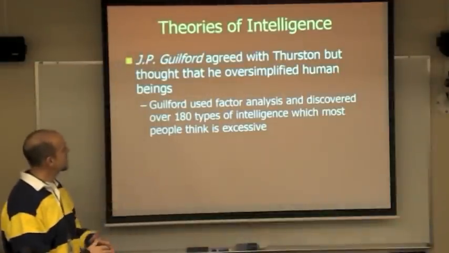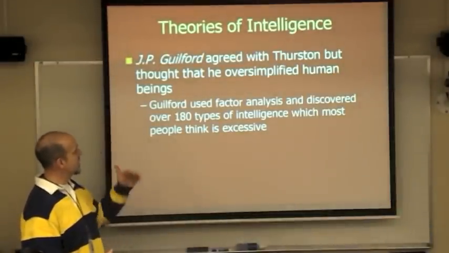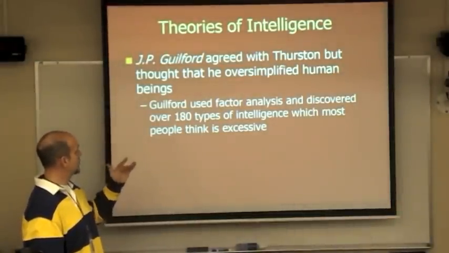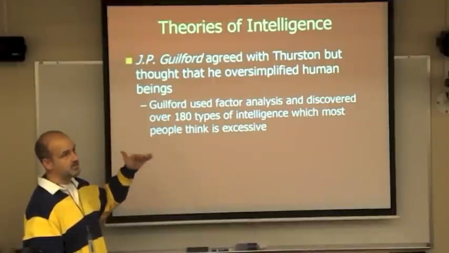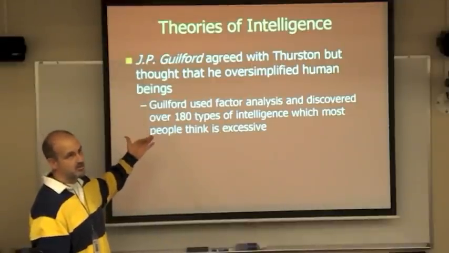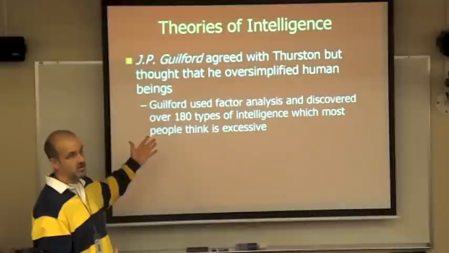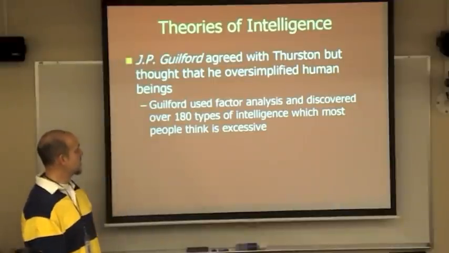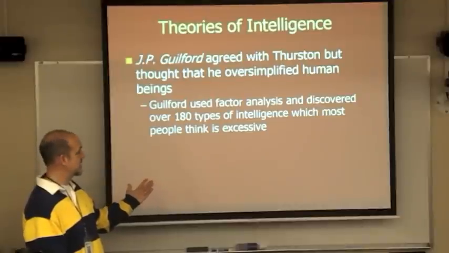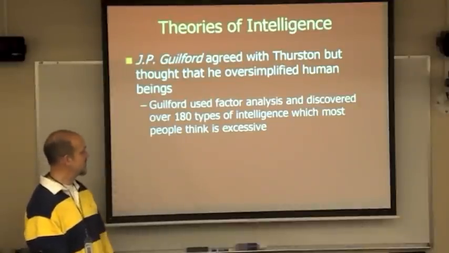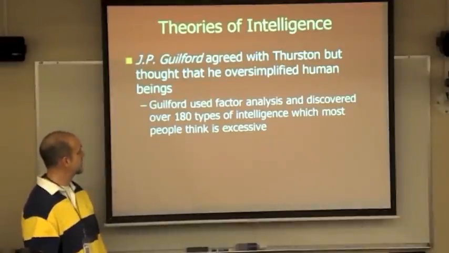Now, J.P. Guilford agreed with Thurston, but thought that he oversimplified human beings. In other words, Guilford thought 7 is too little. And remember, Thurston believed that Spearman's 1 wasn't enough. Guilford came up with 180 different types of intelligence. And again, he used a factor analysis like Charles Spearman. Now, most people, including myself, think that's excessive.